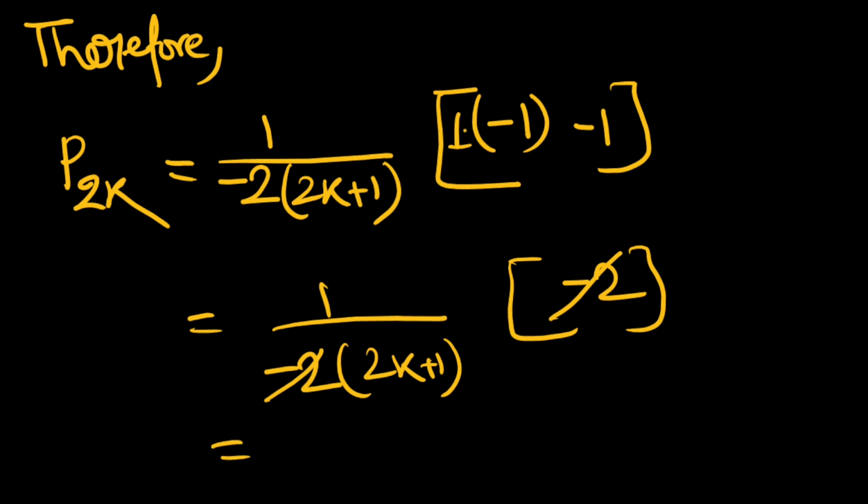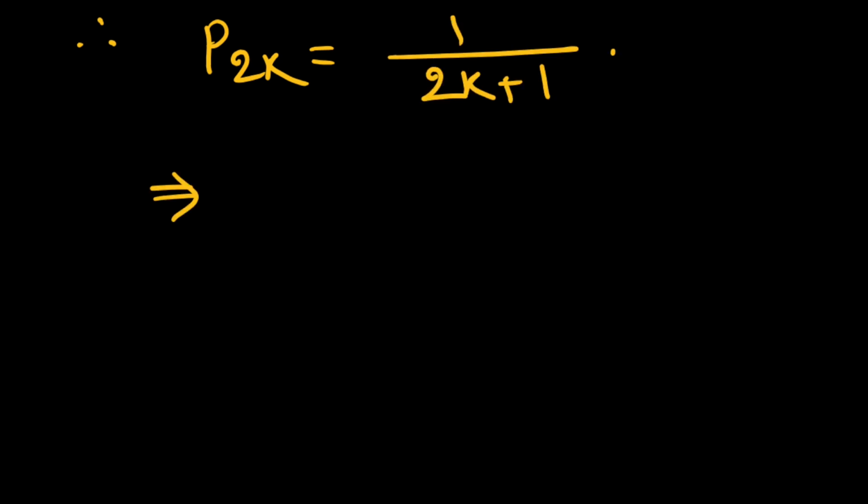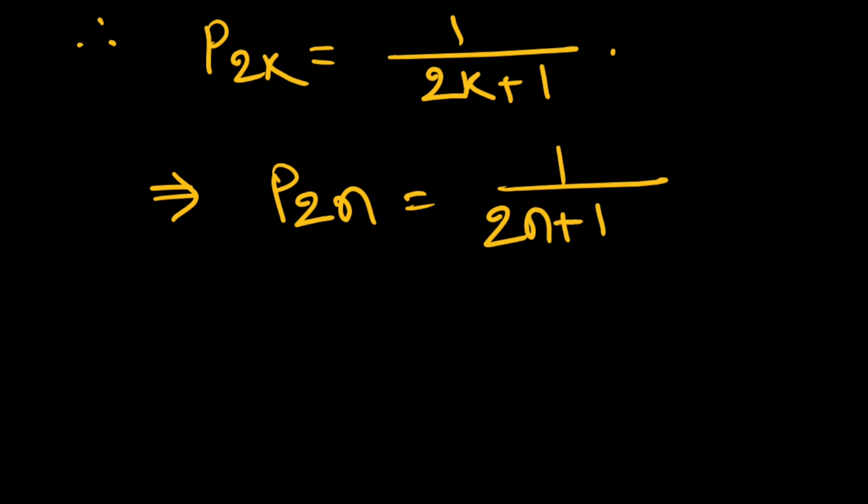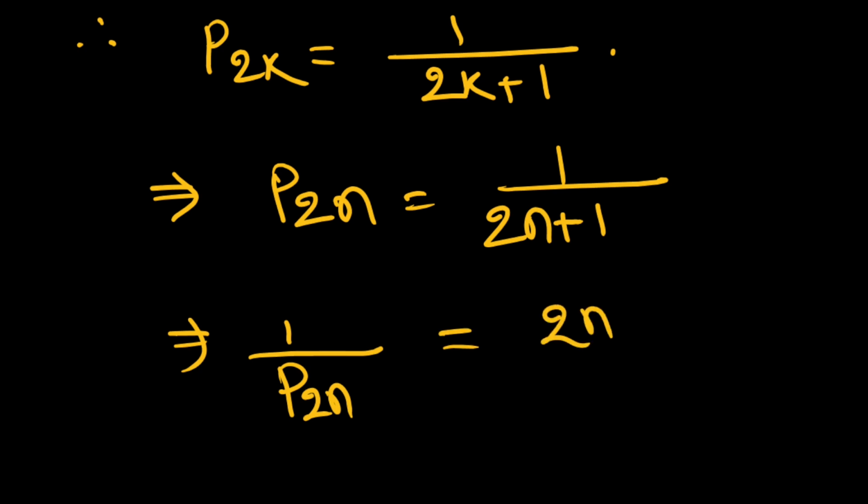Therefore P(2k) = 1 over (2k+1). This implies P(2n) = 1 over (2n+1). This implies 1 over P(2n) = 2n+1.